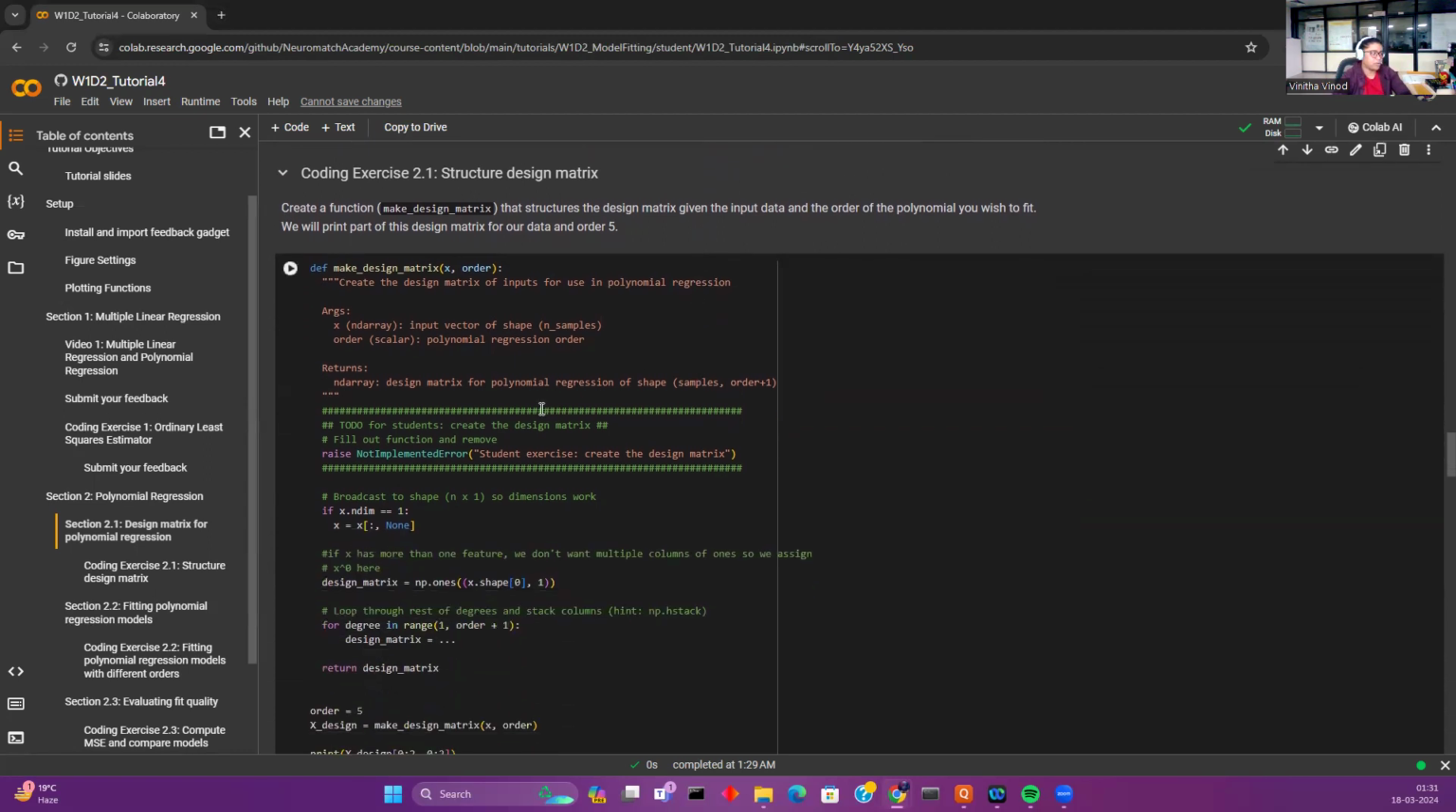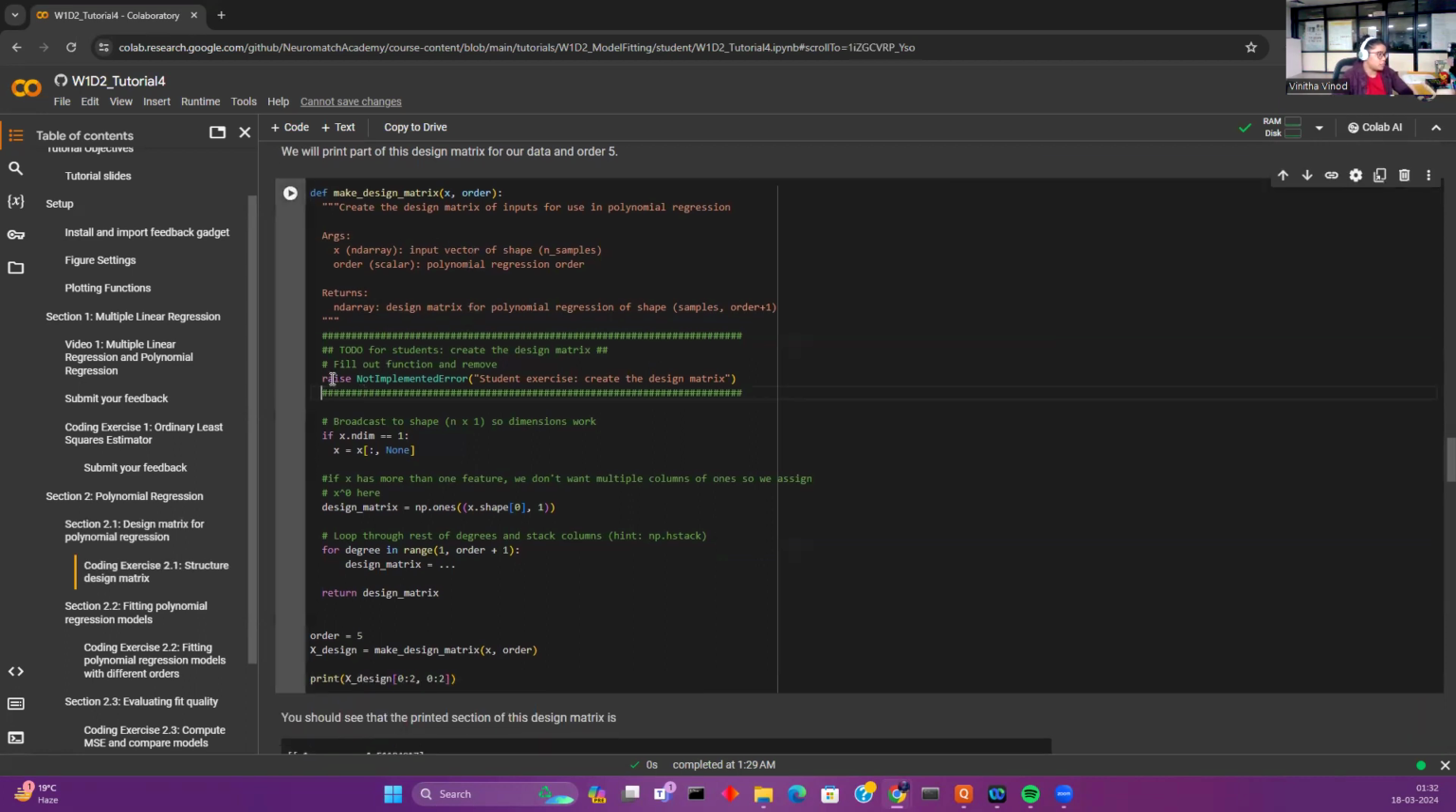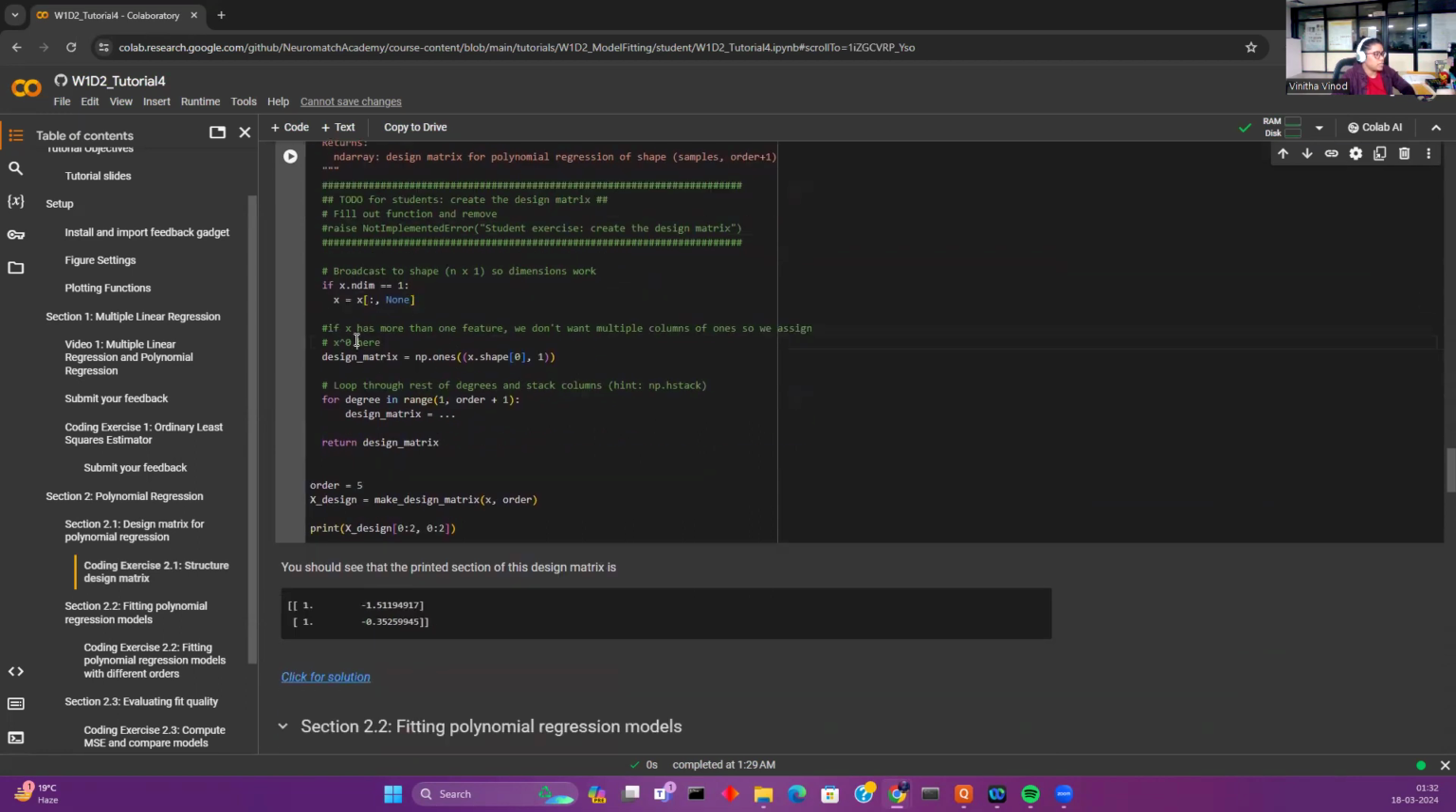Let's look at coding exercise 2.1, and it will get easier to understand. For the structure of the design matrix, we need to create a function called make design matrix that structures the design matrix given the input data and the order of the polynomial. So you have the input and the order of the polynomial, and you are going to print a part of this design matrix. For our sake, it's order 5. Let's take a look at how it's done. You will have to uncomment over here and create the design matrix. You have arguments here, x and order. All of these are already defined.